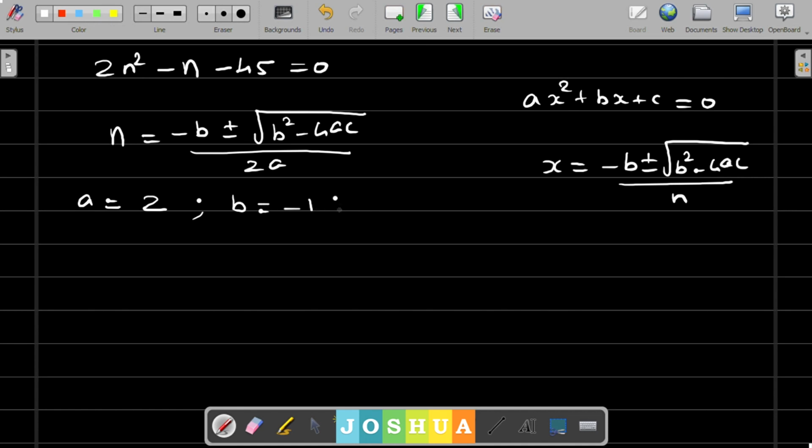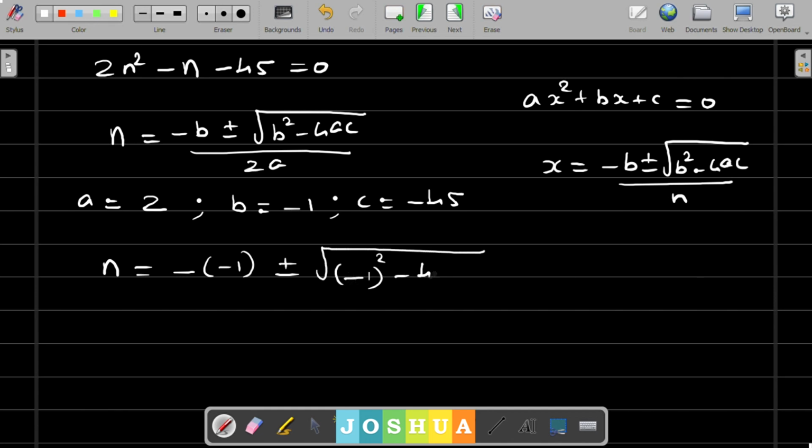And what is the value of c? c is equal to minus 45. So now n is equal to minus b, and the b value is minus 1, so minus of minus 1, plus or minus square root of b square, that is minus 1 whole square, minus 4 into a, a is 2 and c is minus 45, and whole divided by 2a.